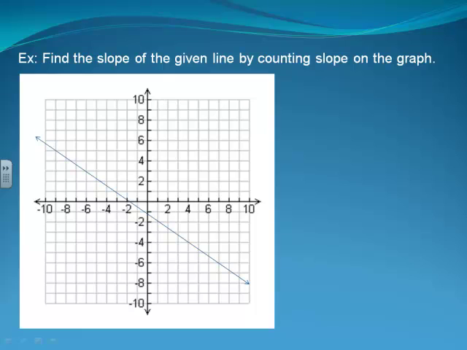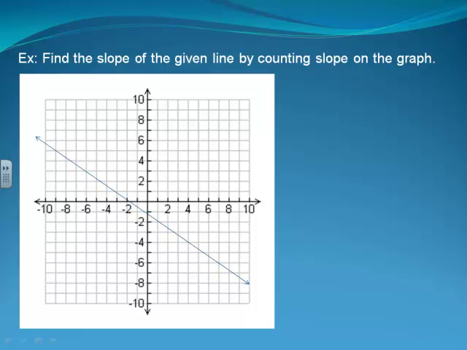Find the slope of the line given in the graph below by counting the slope on the graph. All right, now your first step is you want to look at that line and as best you can pick 2 points on that line that look to go directly through a crosshair on your graph, because that's going to allow you to count your slope.